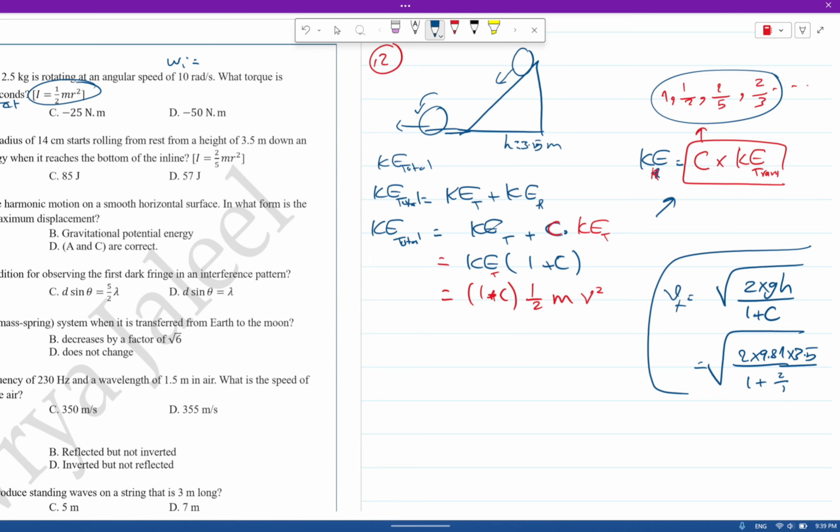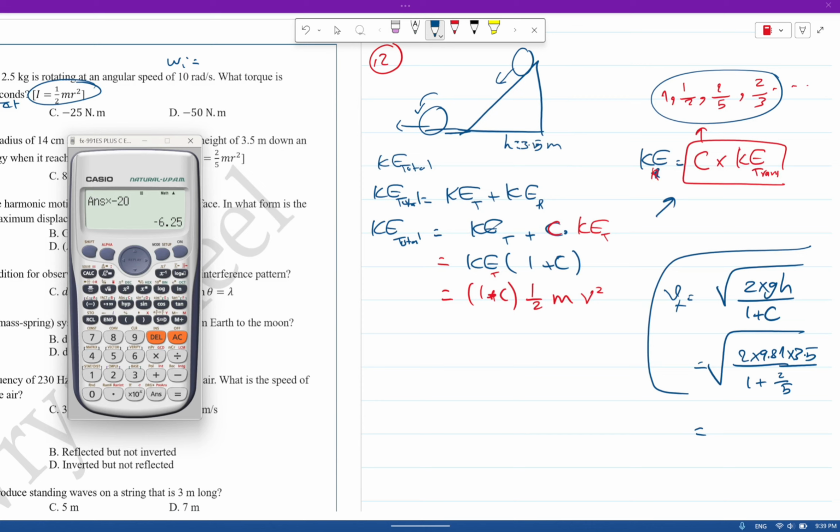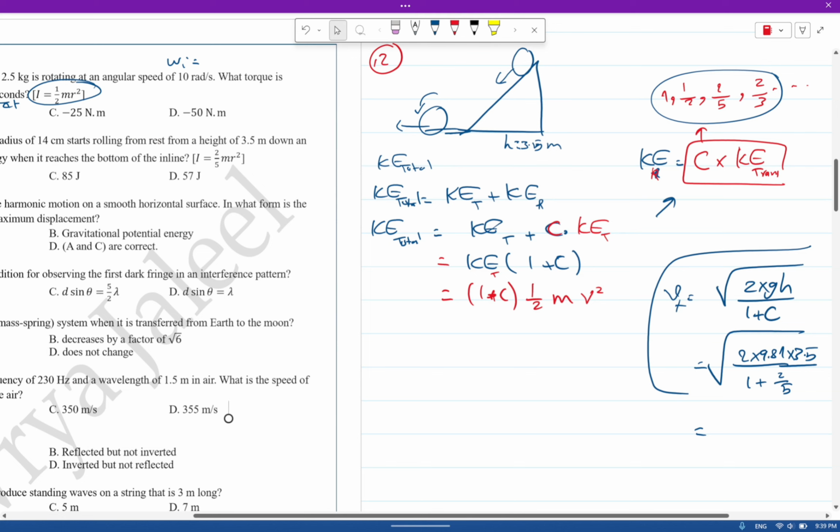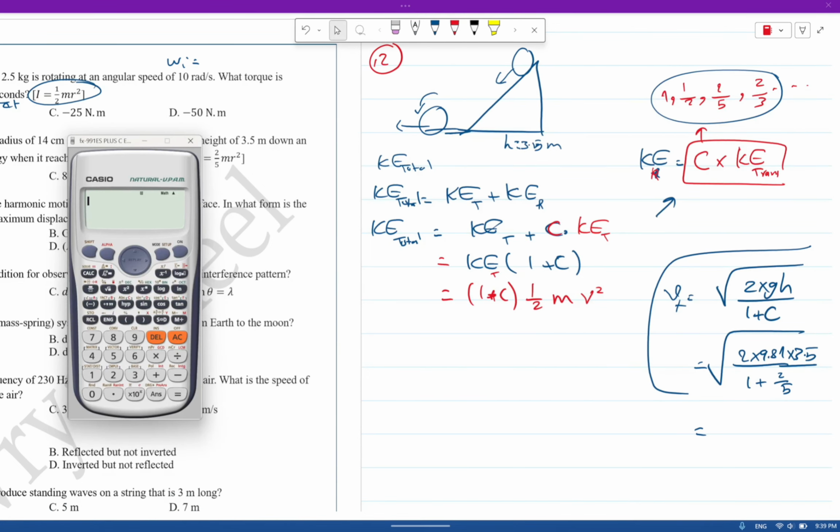2 over 5. Now all you have to do is the math and then find the tangential. Okay, so let's do the math here. Let me do the numbers first, and then we'll take the square root at the end. First of all, we have 2 times 9.81, and then multiply by 3.5, and that is equal to this much.